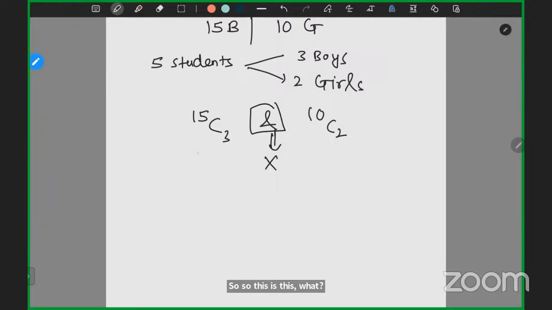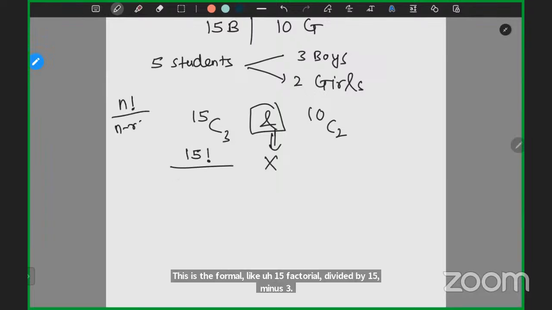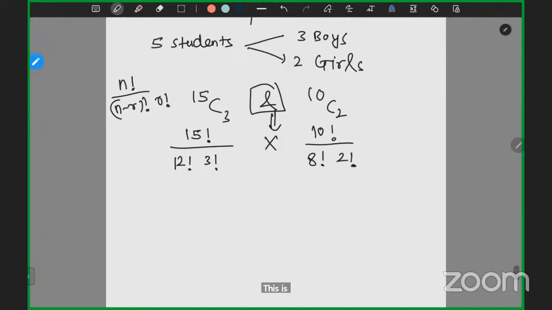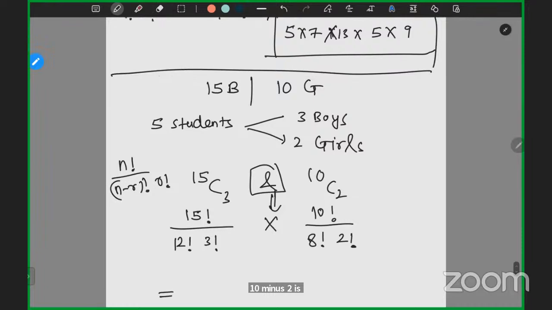And this is the formula: 15 factorial divided by 15 minus 3 factorial, times 3 factorial. You can write 15 minus 3 as 12 factorial, and this is 3 factorial. Then 10 factorial, 10 minus 2 is 8 factorial, and then 2 factorial. Then you can solve this. So this is just solving. You will get the answer.